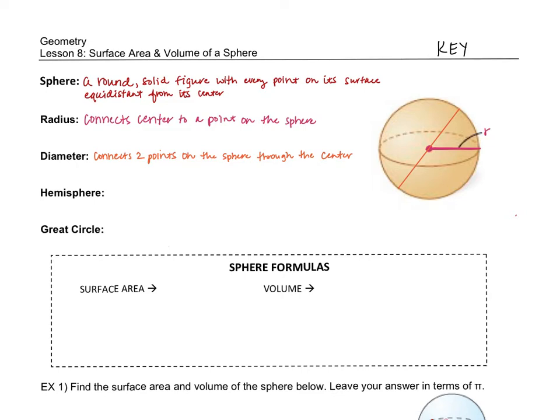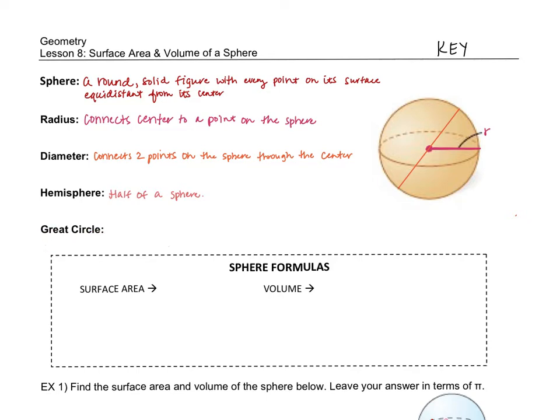Now, those are the different vocab words that we'll see within a sphere, but what about a hemisphere? It's part of a sphere. It's going to be exactly half of one. So if we cut this directly in half here, we could take the top or bottom, and that is a hemisphere.